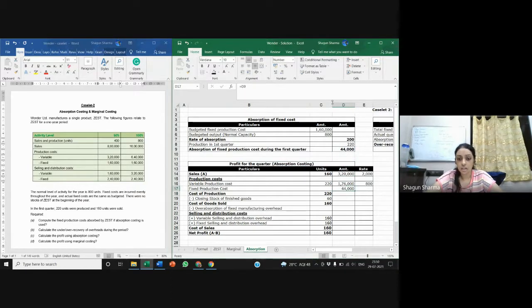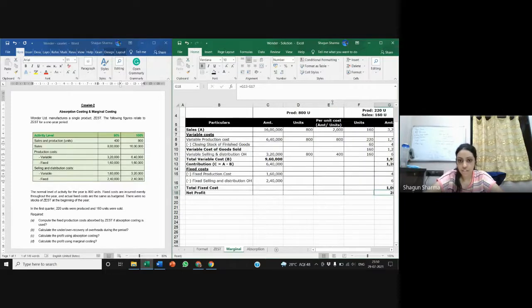So again, like I said, in marginal fixed production cost में अपन ने कोई per unit rate नहीं निकाला, because marginal respects that fixed production एक lump sum cost है. ठीक है.